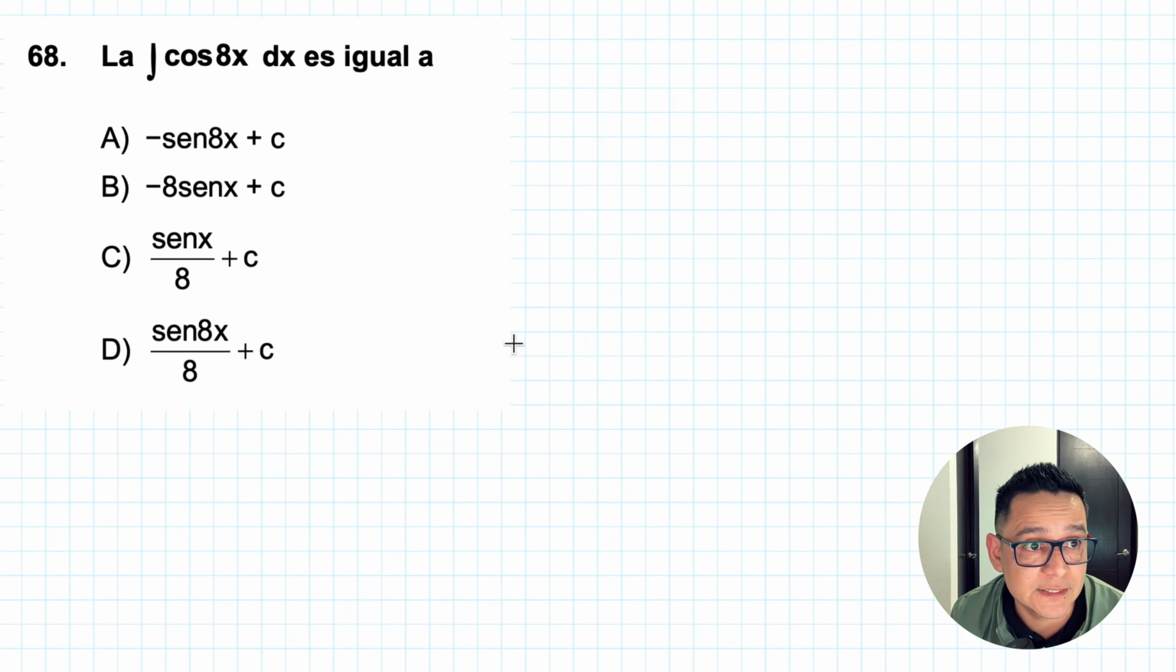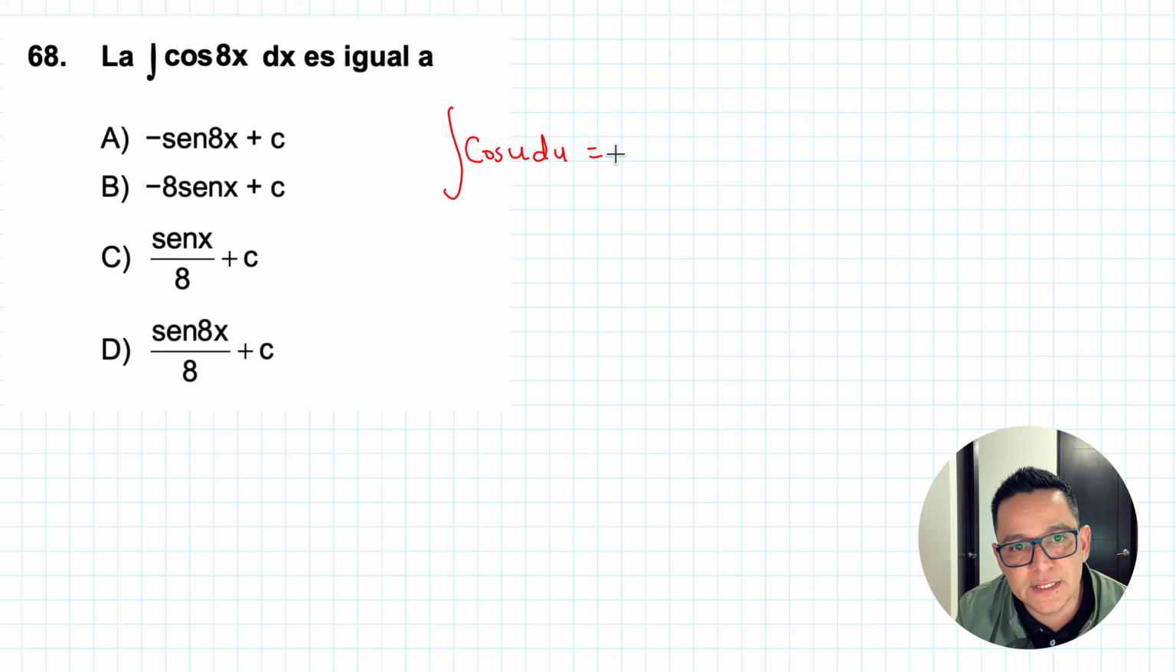All right, let's continue. About integrals. The integral of cosine of 8x with respect to x is equal to. So let's remember again, once more, with the formulas. What is the formula for the integral of cosine of u with respect to u? Well, that's sine of u plus a constant. In this case, we can't integrate directly like that because that's for the cosine of u, but I have cosine of 8x. So I'm going to say that this right here is my u. And then we're going to do the substitution.